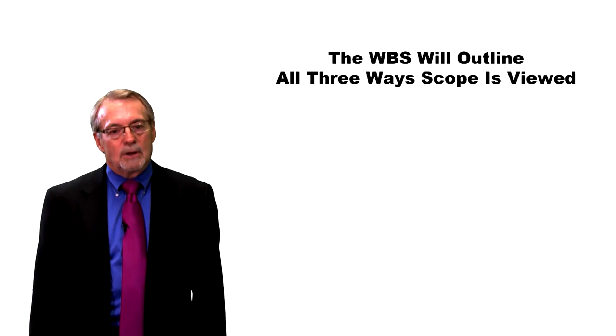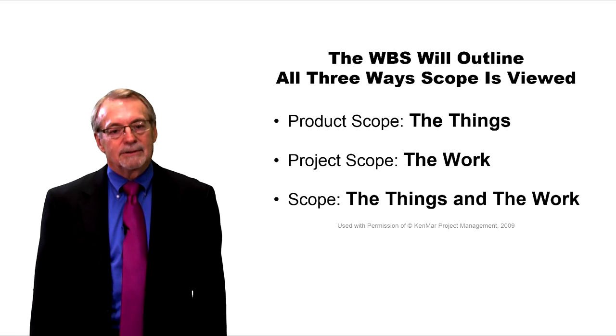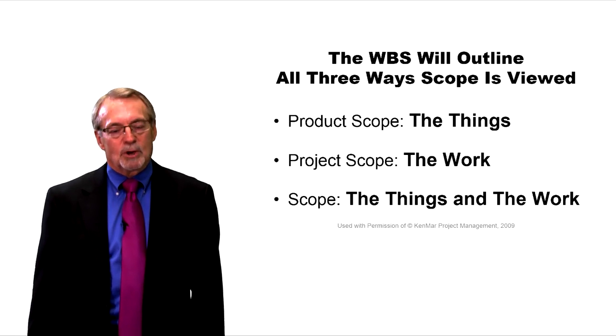WBS will outline all three ways that we've talked about scope before. It will show us the product scope, all the deliverables, all the things. It will show us all the work, and together it's going to show us the total scope of the project.